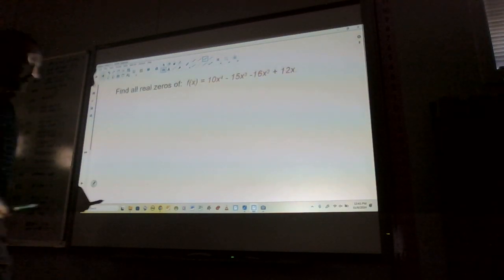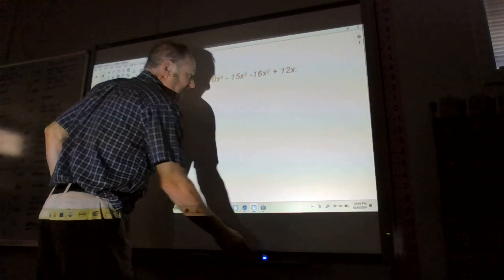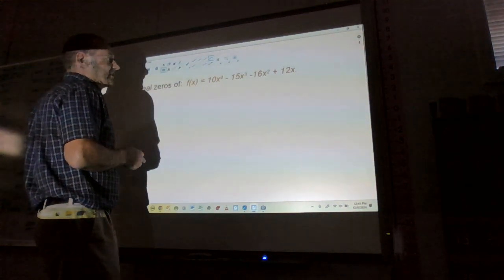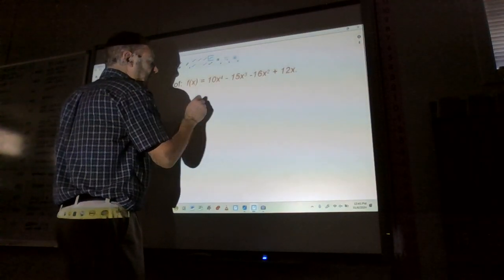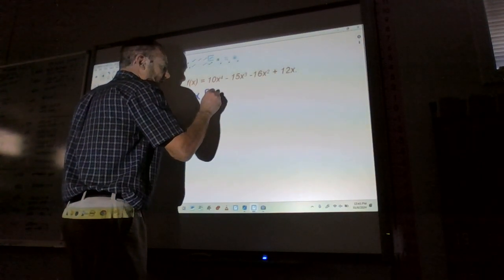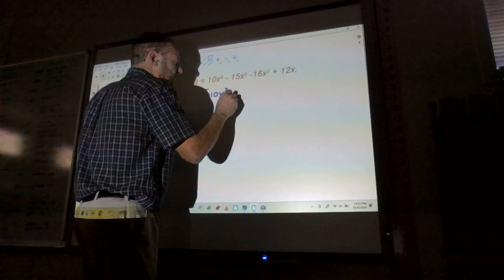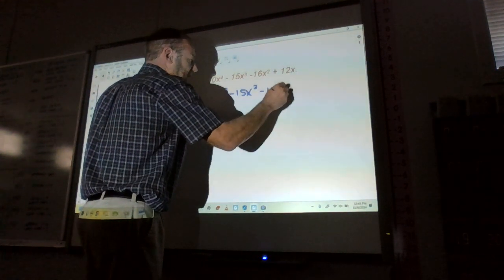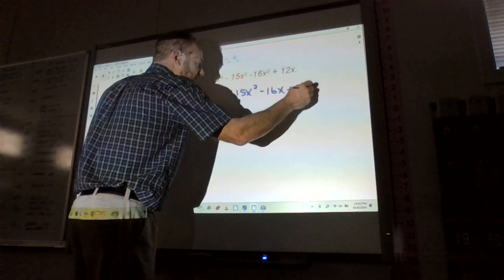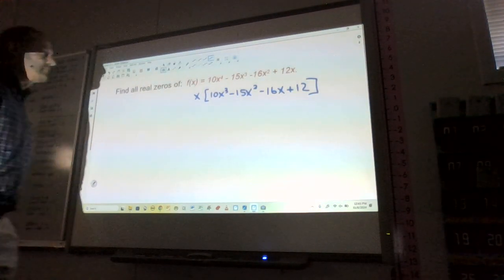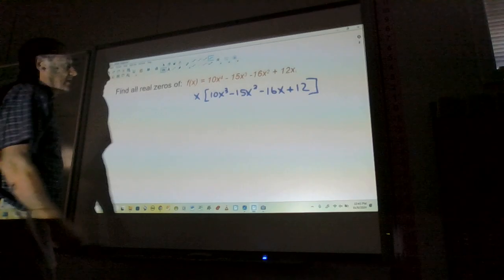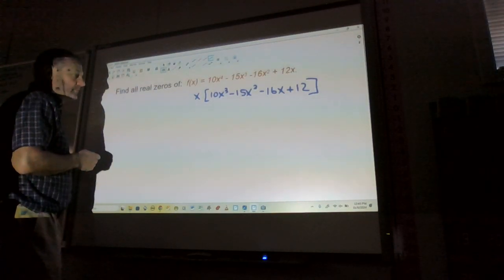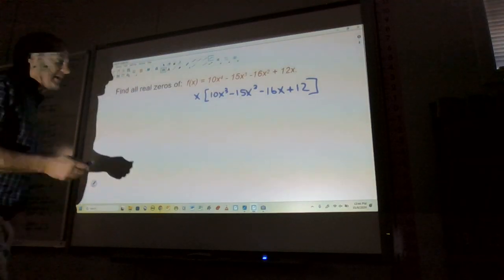Now let's look at this bad boy. The first thing I would do with this is see if I could factor anything out, because this is an ugly looking equation. So they all have an x in them, so I'm going to take the x out. That gives me 10x to the third minus 15x to the second minus 16x plus 12. Okay, so I know that there's one real zero here. That's going to be 0. Okay, I'm not sure what else is coming out of here.